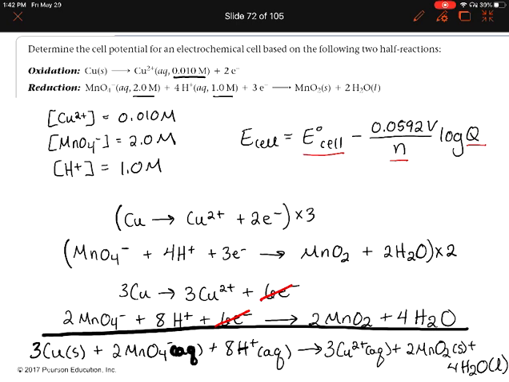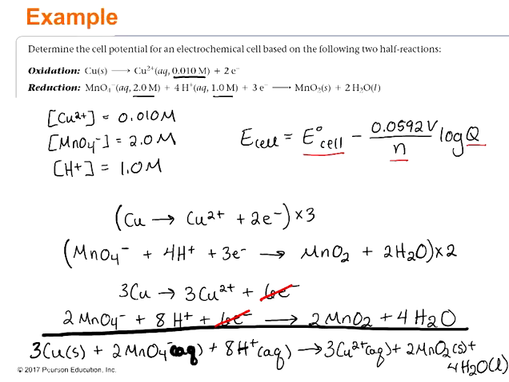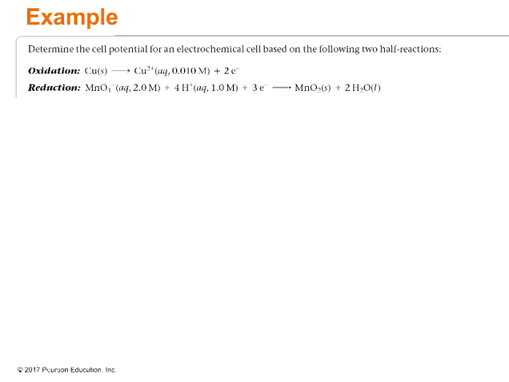Okay, so now that we have our balanced reaction, we know that there are 6 electrons being transferred, and we also can write out our reaction quotient using what we know about the products and the reactants. So we kind of killed 2 birds with 1 stone there. Okay. So now let's solve for Q.